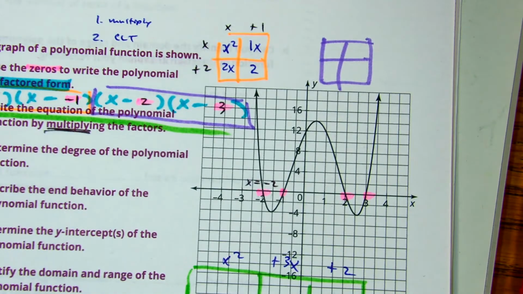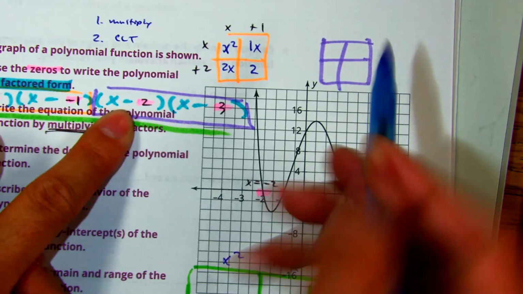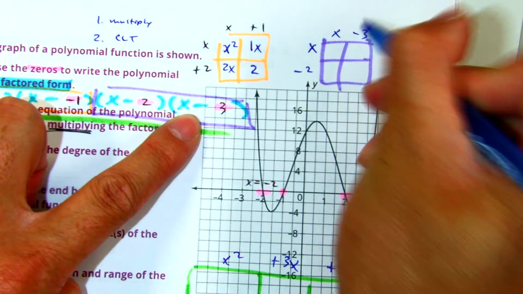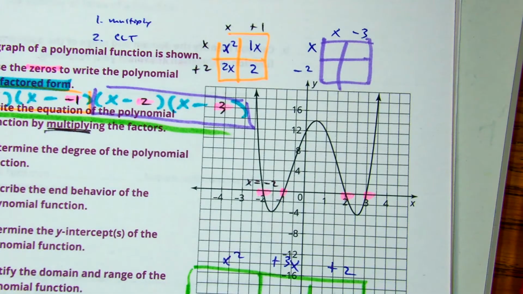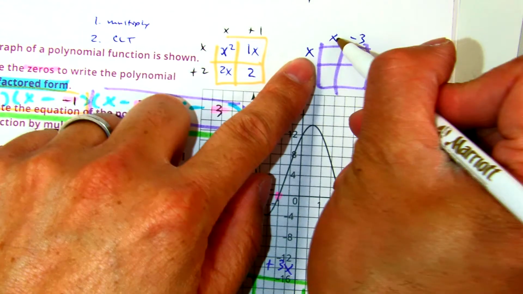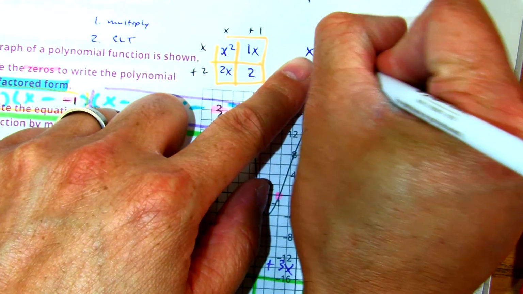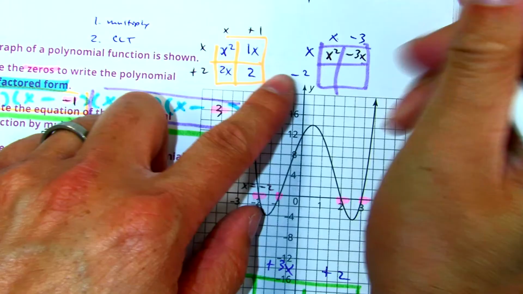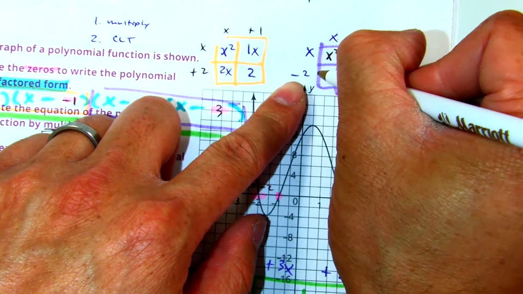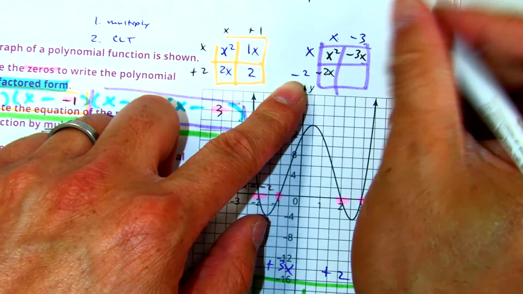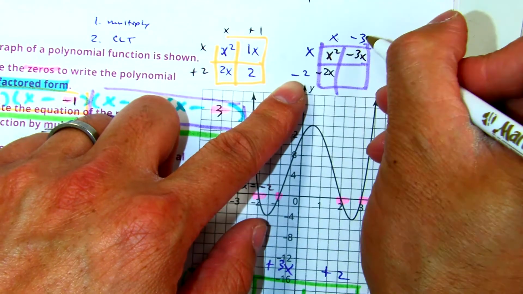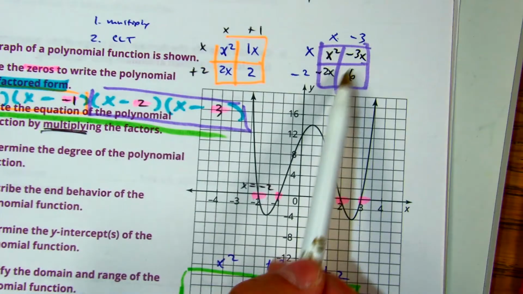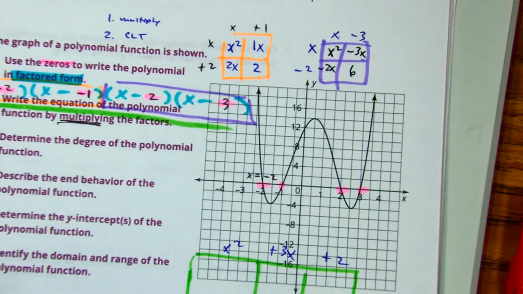Now I'm going to multiply the purples. X minus 2, x minus 3. Class, x times x. -3 times x. -2 times x. And -2 times -3. Positive 6. Now, on the inside of the box, we're going to combine like terms, and I'm going to write my answer for the green.